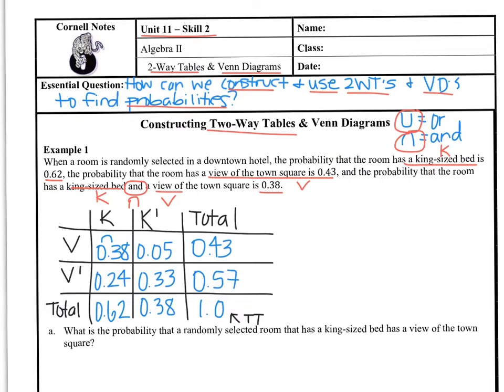Okay, and just to double check, these are the numbers that should be filled in. If you add down this column, they should equal 0.62, add down this way, equal that, add down this way should equal 1.0. Same with going horizontally. These numbers should add up as well. All right, so now we're going to use this table to answer some questions about probability.